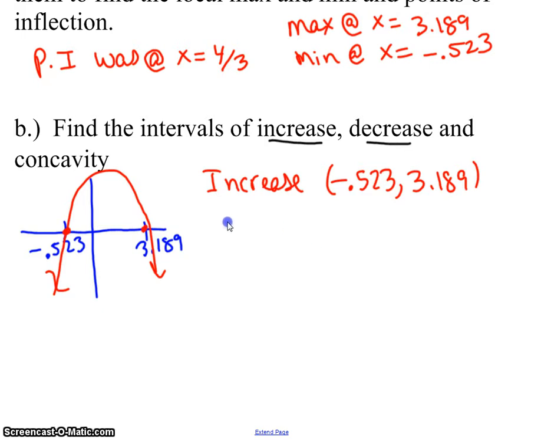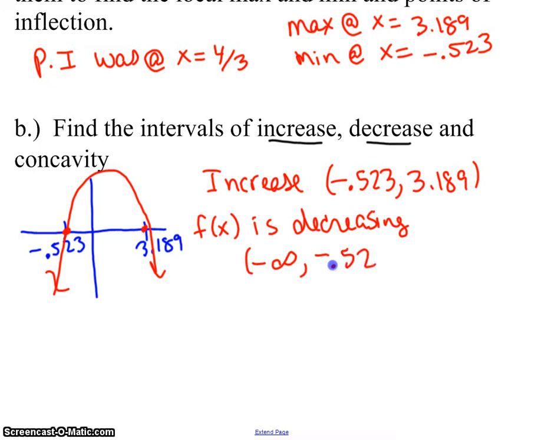And the intervals of decrease, so you would say f of x is decreasing from negative infinity to negative 0.523 and from 3.189 to positive infinity. So f of x is increasing, f of x is decreasing. So you've seen that before. We've done that plenty of times.